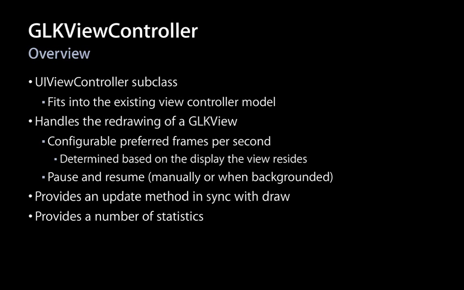And the preferred frames per second specifies, maybe 30 or 60, a value that we'll try to get as close to as possible on the device or the display that your view currently resides on, without going over the display's refresh rate or your preferred value. And then additionally, you can pause and resume anytime you like, and automatically when your app goes into the background, we'll pause for you. When it comes into the foreground, we'll resume for you. And that can be disabled if you want to do your own custom work.